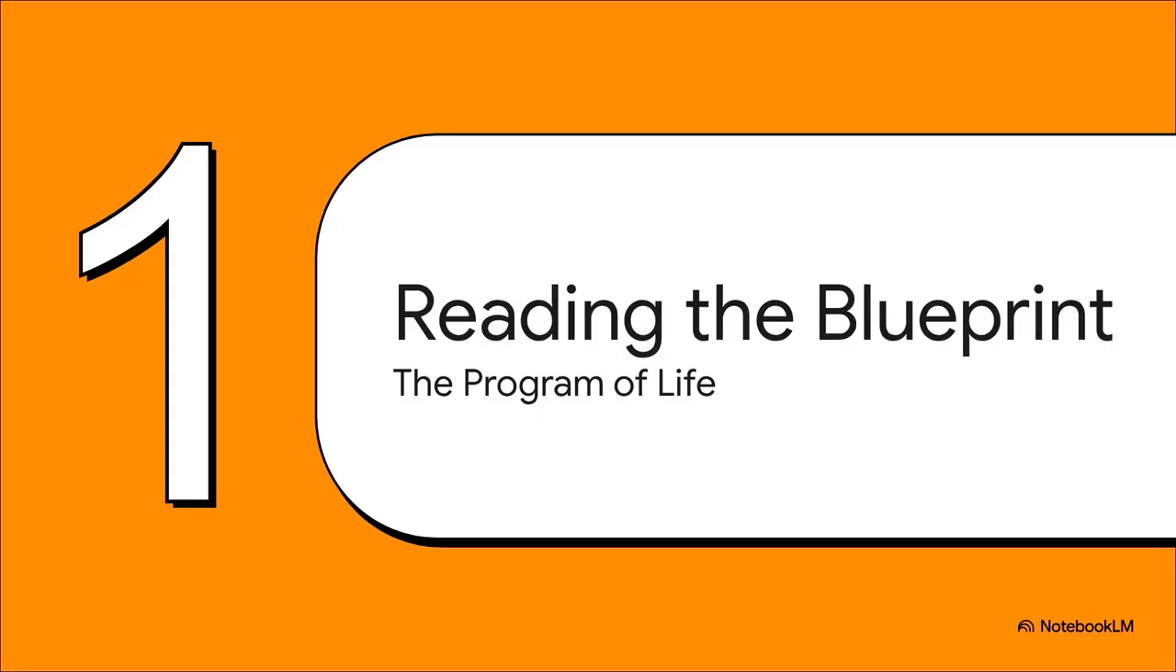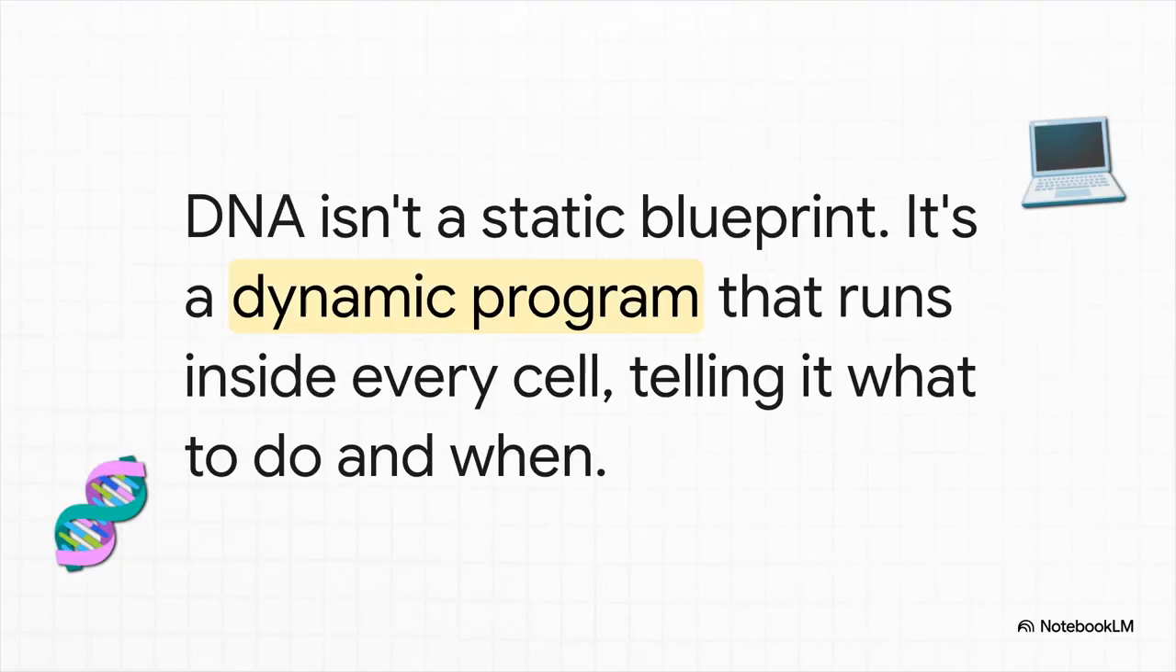So, to even begin to understand how an organism pulls this off, we've got to start with the instruction manual. And yep, that means we're looking at the genetic blueprint, its DNA. You know, we usually think of DNA as this static thing, right? Like a blueprint for a building. But the way scientists are looking at it now is totally different. It's not some fixed plan. It's way more like a dynamic program that's actively running inside every single cell, telling it what to do, what to become, and exactly when to do it.